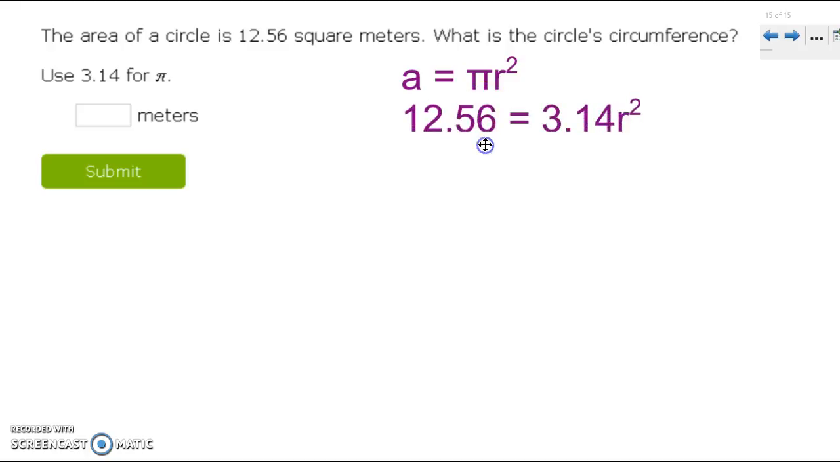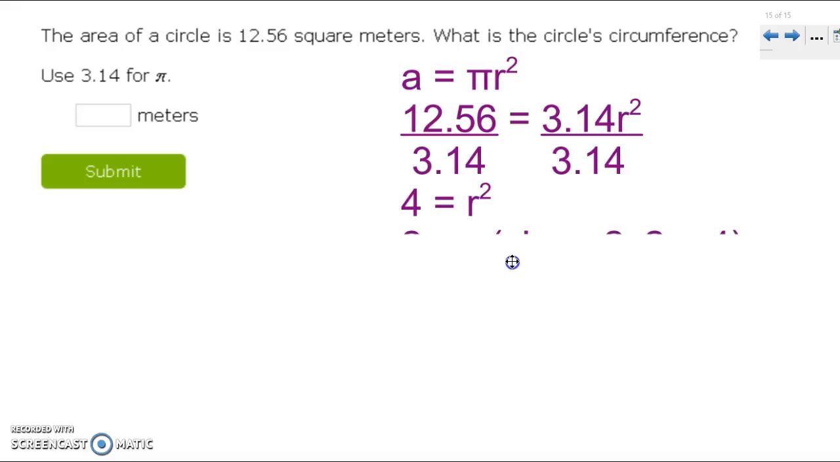Because they told me that the area was 12.56, I will set that equal to the 3.14 times the radius squared. I'll grab my calculator and undo this multiplication of 3.14 by dividing 12.56 by 3.14. I will get a result of 4. Then I will ask myself, what number times itself is 4? That happens to be 2. So 2 is the radius.